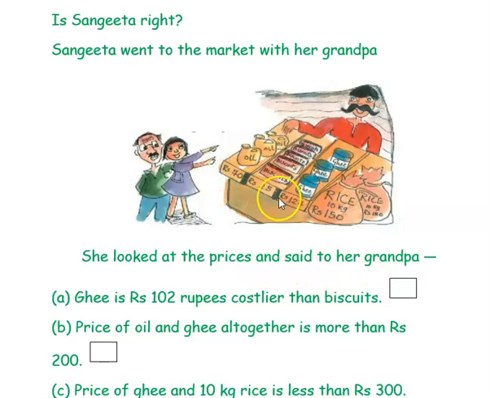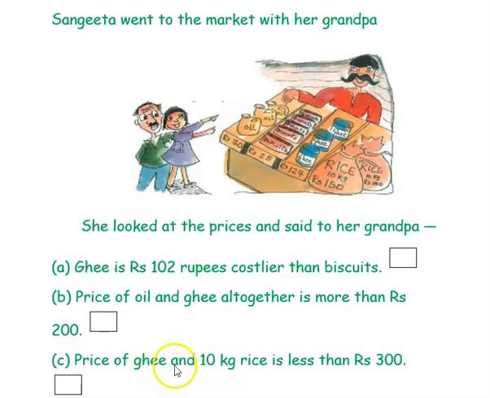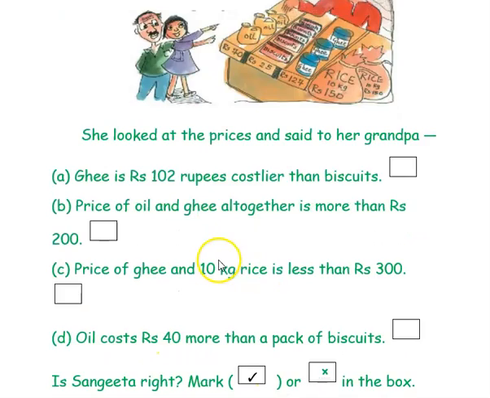Prices are written here and she is saying to grandpa, ghee is rupees 102 costlier than biscuits. Next she is saying the price of oil and ghee altogether is more than rupees 200, and the price of ghee and 10 kg of rice is less than 3000. Next she says oil costs rupees 40 more than a pack of biscuits.